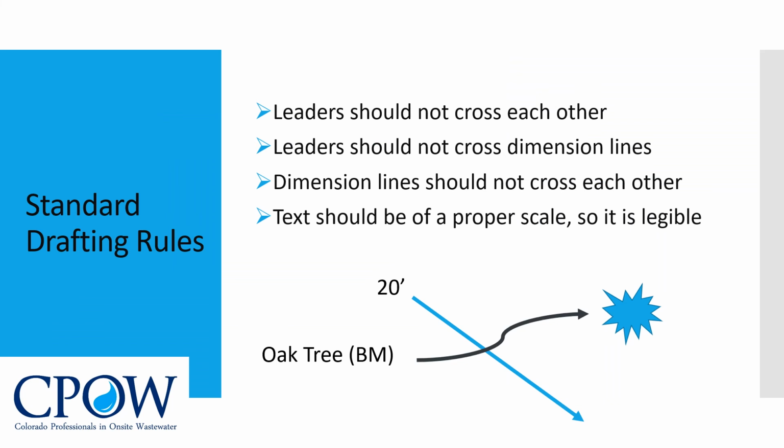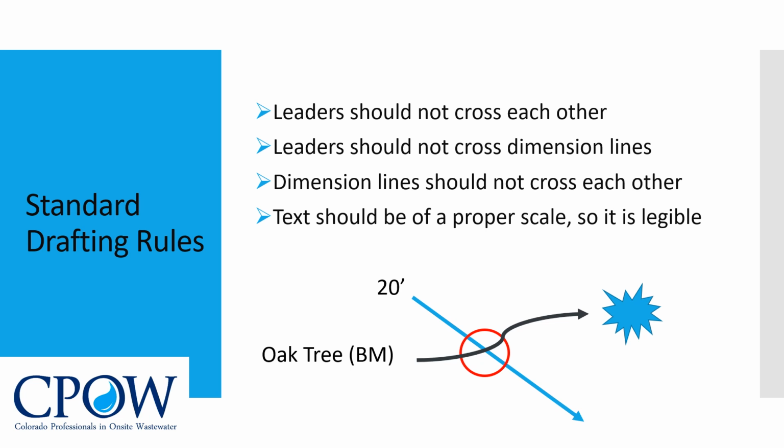Drafting rules exist to make the drawing clear and easy to understand. A leader is the arrow that has the text next to it and is pointing to the object it is describing. The example here has the leader pointing to the oak tree. To avoid a confusing drawing, leaders should not cross each other or dimension lines. The example is showing a leader crossing a dimension line. This should be avoided.